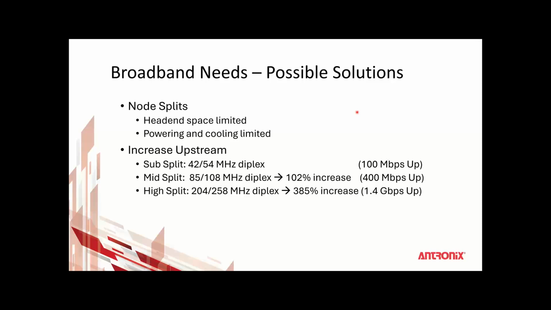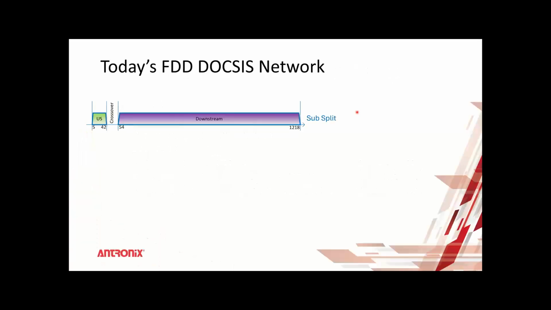You can increase your upstream, but as you can see in the subsplit here, in today's network, you have the upstream 5 to 42, and your downstream band is 54 to 1.2 gigahertz. This is what we call FDD. It's frequency division duplex. So each frequency has a specific upstream or downstream signal. So 5 to 42 is the upstream, 54 to 1.2 gigahertz is the downstream, the subsplit.